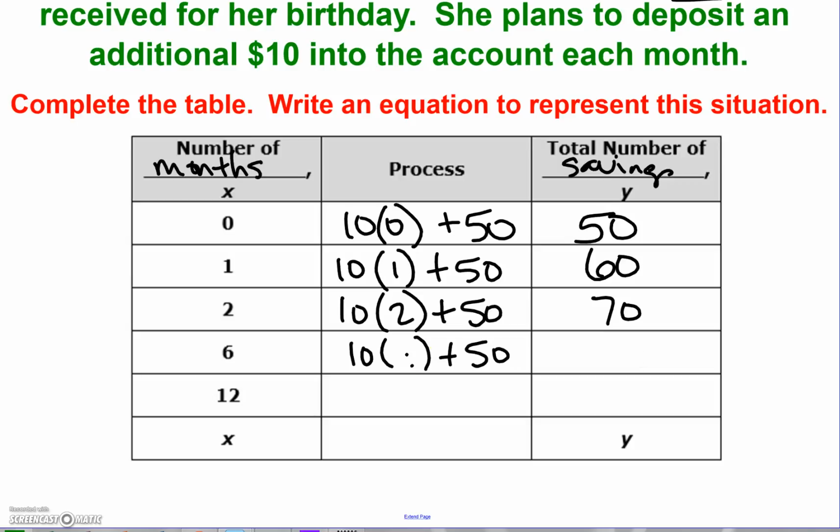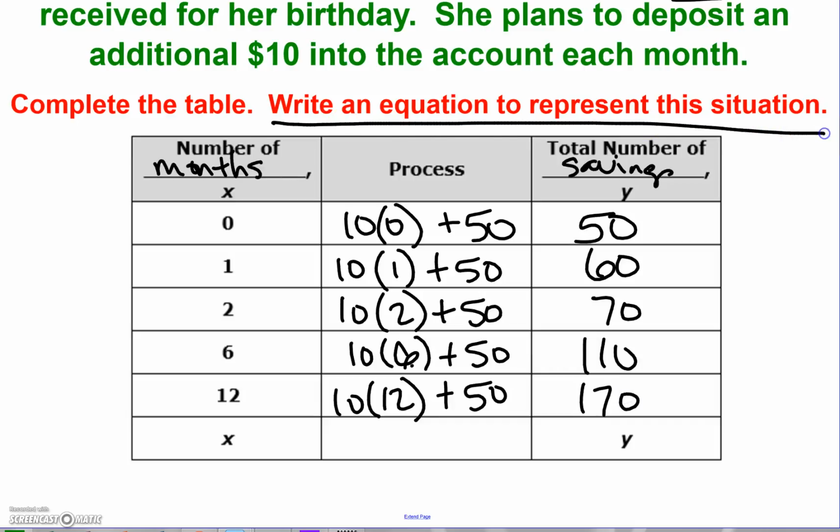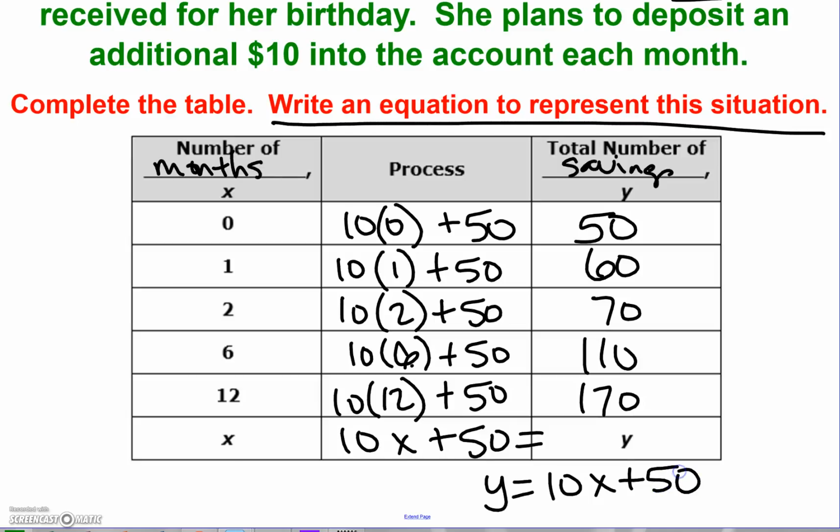Sorry guys, that's why I say you need to make sure you pay attention to the table. So that's 110. $10 times 12 is 120 plus 50 is 170. So write an equation. We know that it's going to be 10x plus 50 equals y. So your equation is y equals 10x plus 50.